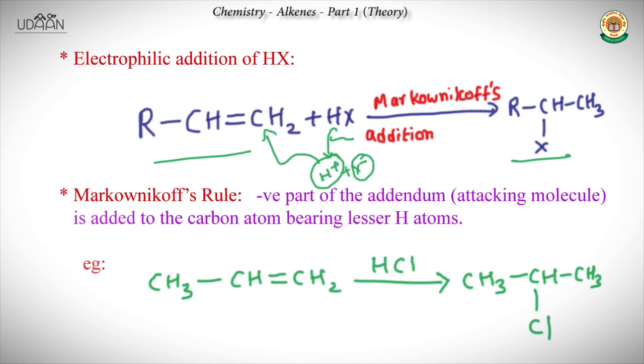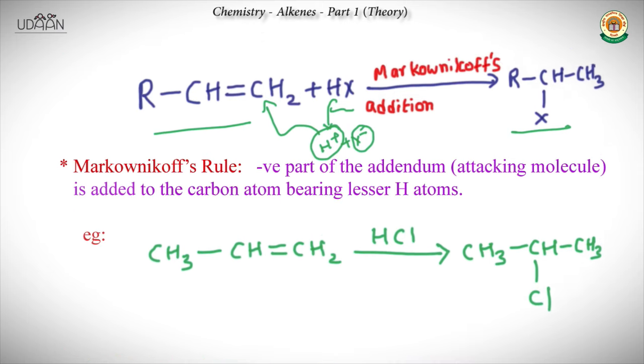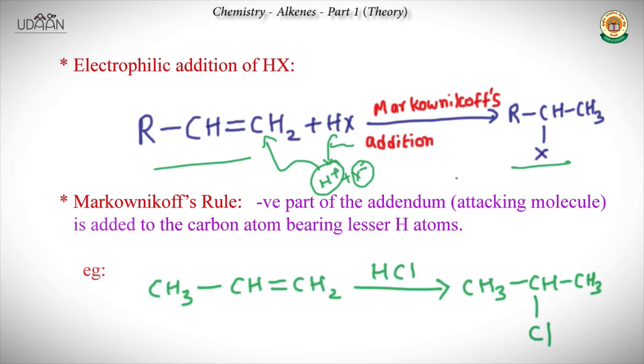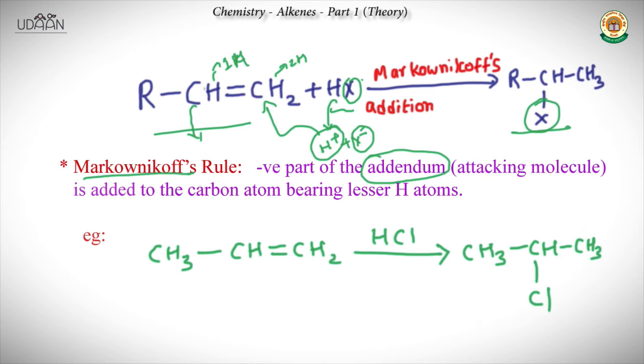Alright. And so here I have given you Markovnikov's addition, right? If you observe here, this halogen X has been attached to the carbon bearing less number of hydrogens. If you see it here, it has one hydrogen, whereas this carbon has two hydrogens. And this halogen has attached to the carbon which has lesser hydrogen. So this rule is called Markovnikov's rule, which states that the negative part of the reagent, also called the addendum, the molecule to be added, gets attached to the carbon atom bearing lesser number of hydrogen atoms. So that's all we need to remember.